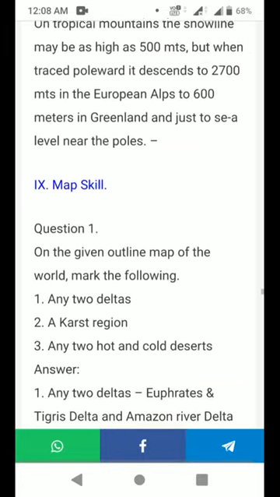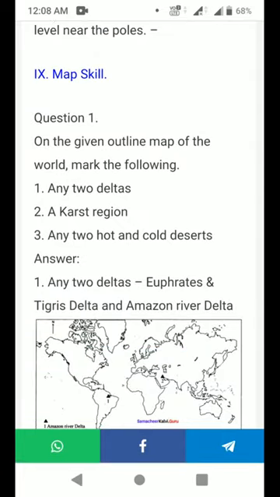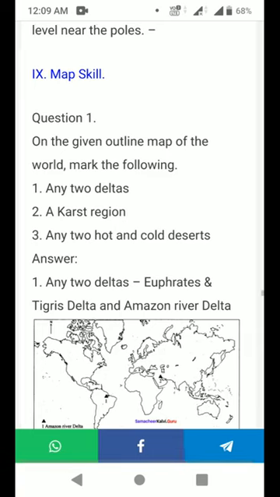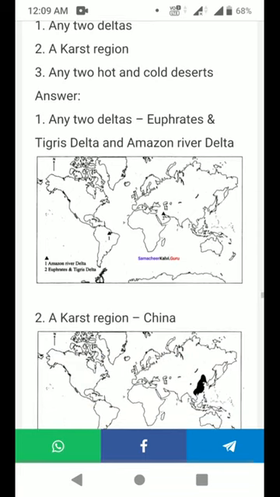Okay, students. Next one is the map skill. Okay, this is very important. On the given outline map of the world, mark the following places: any 2 deltas, a karst region, any 2 hot and cold deserts. So the answer for the first map skill, any 2 deltas: Euphrates-Tigris delta and Amazon river delta. Okay, these are the places.